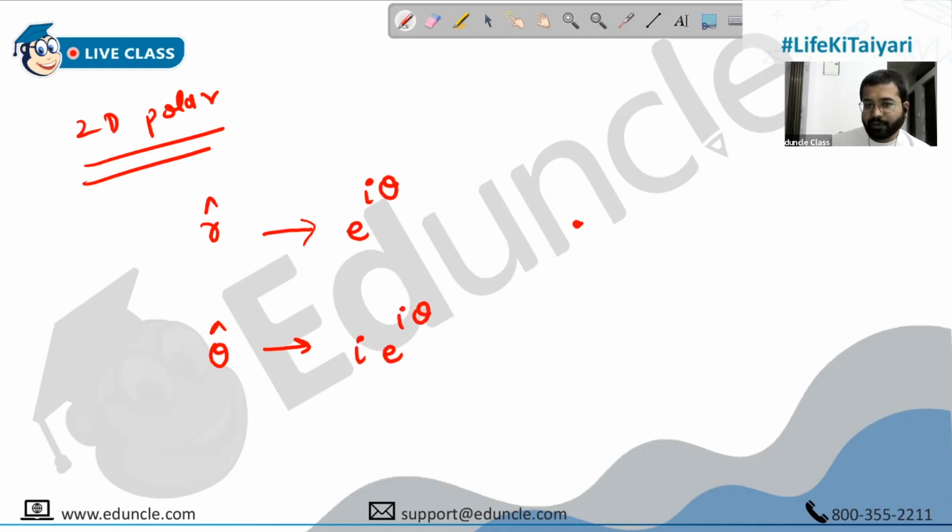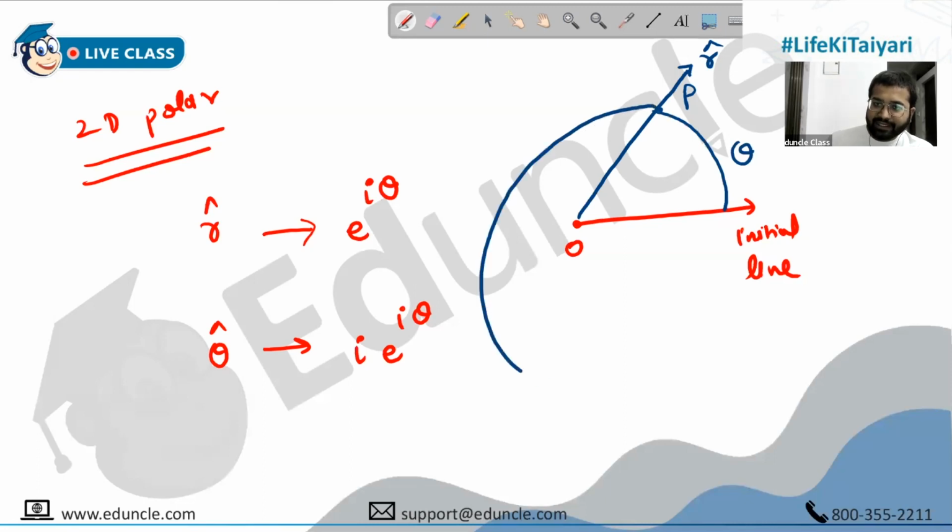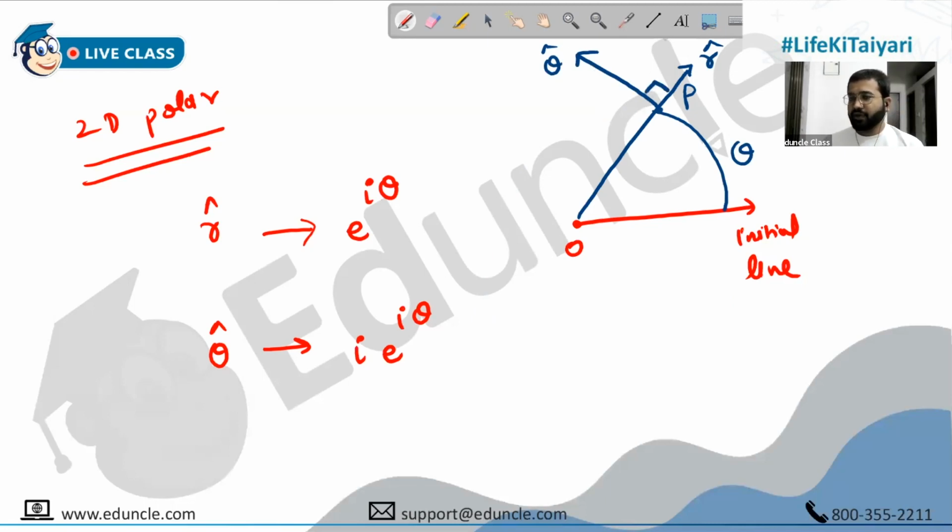Basically, people, suppose this is the initial line, the origin, and somewhere here you have point P. Then this is the direction of r cap. What is the direction of theta cap? It's always tangential, and the tangent is always perpendicular to the radius. So for example, this is your theta, from here to here. This creates a circle, so you are supposed to draw the tangent here. This is the direction of theta cap. Theta cap is always perpendicular to r.